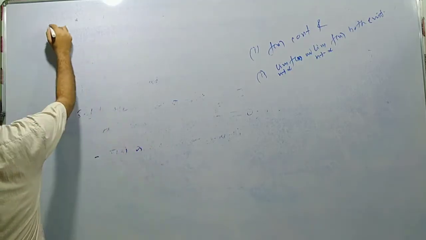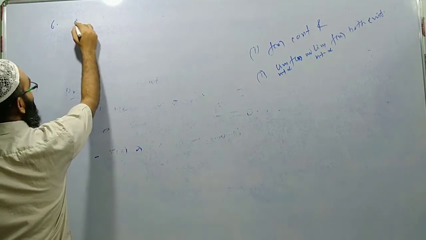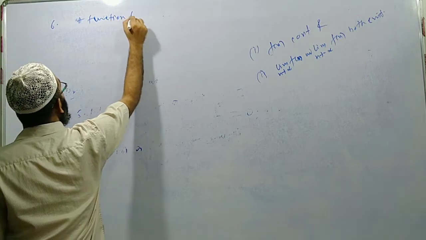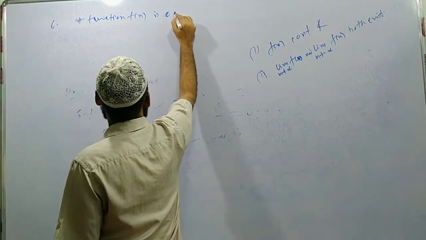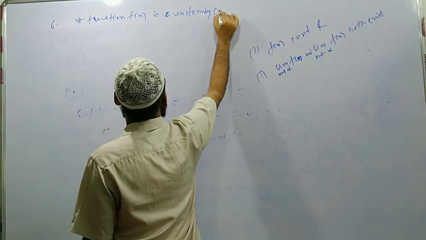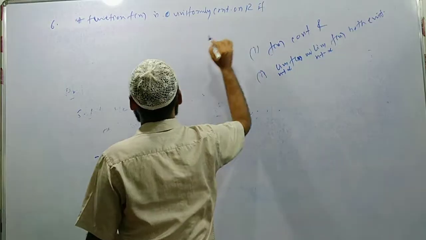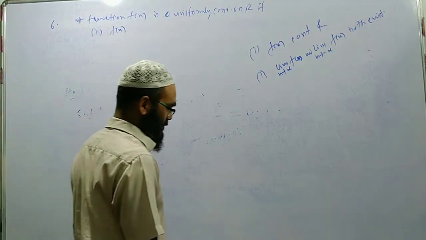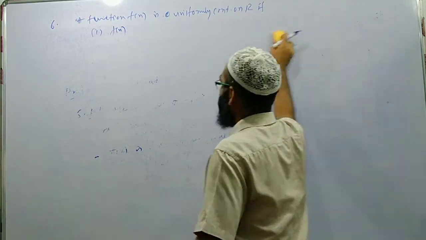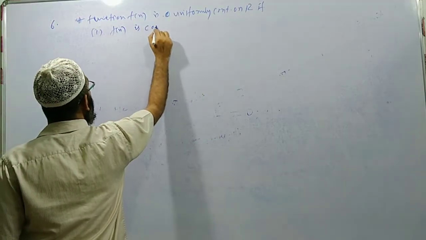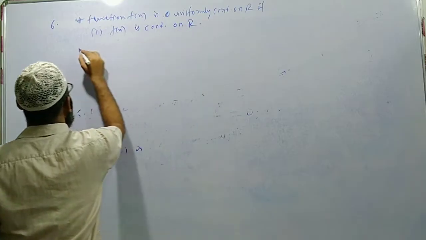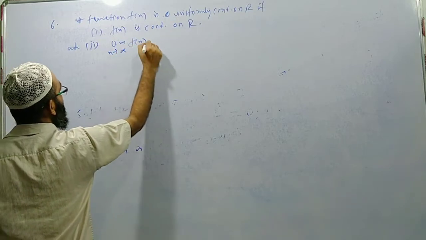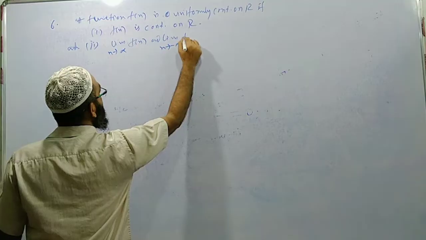Next, technique number 6. A function f(x) is uniformly continuous on R if condition number 1, f(x) is continuous on R, and condition number 2, the limit as x tends to infinity of f(x) and the limit as x tends to minus infinity of f(x) both exist.